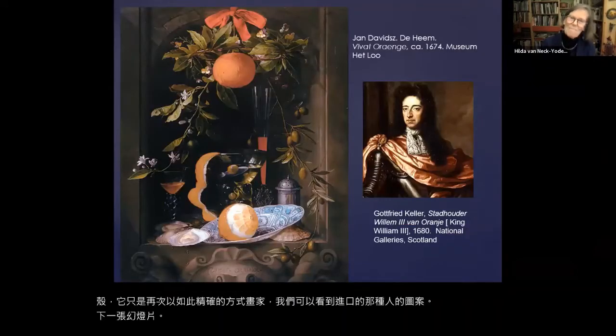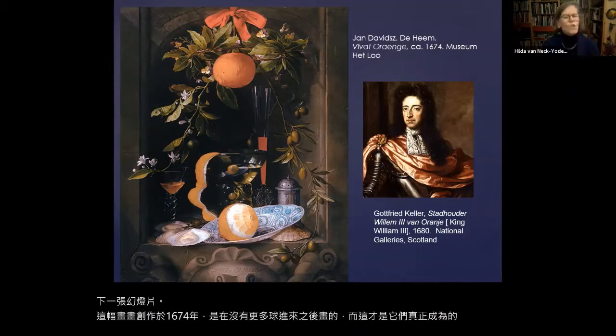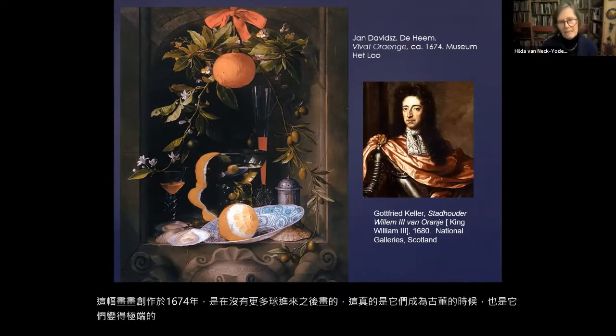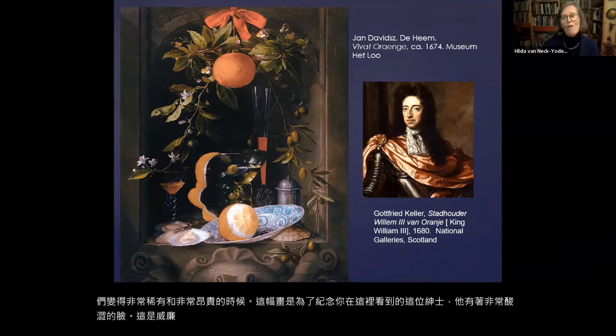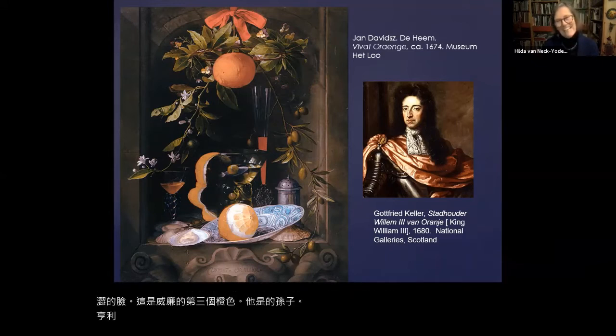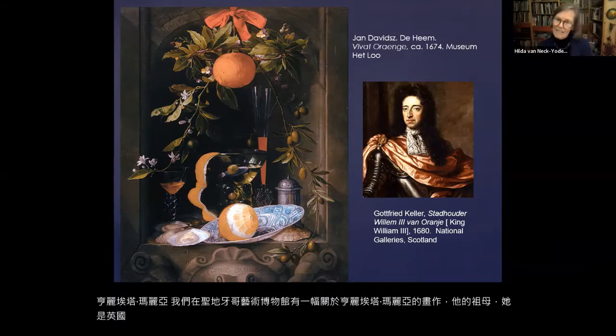This painting, painted in 1674, was painted after there were no more of those bowls coming in. And this is really when they became antiques, and when they became extremely rare and extremely expensive. This painting was painted in honor of the gentleman that you see here with his very sour face. It is Willem III of Orange. He is the grandson of Henrietta Maria. We have a painting in the San Diego Museum of Art of Henrietta Maria, his grandma. And she was the Queen of England, and he is her grandson, and he was the Stadthouder.